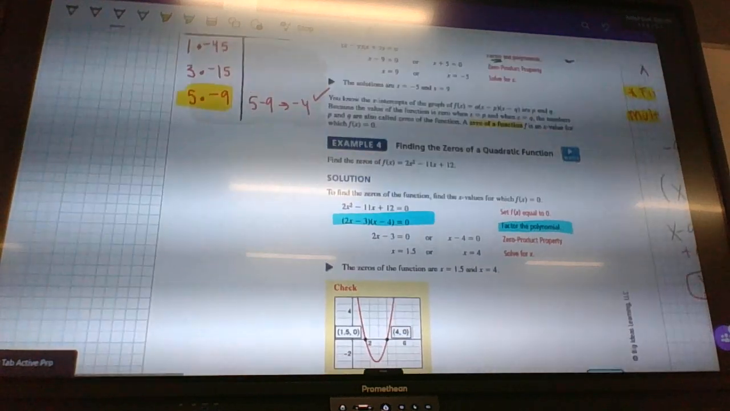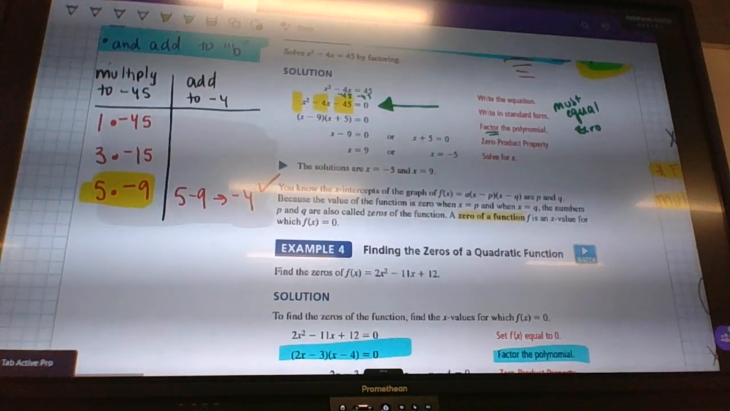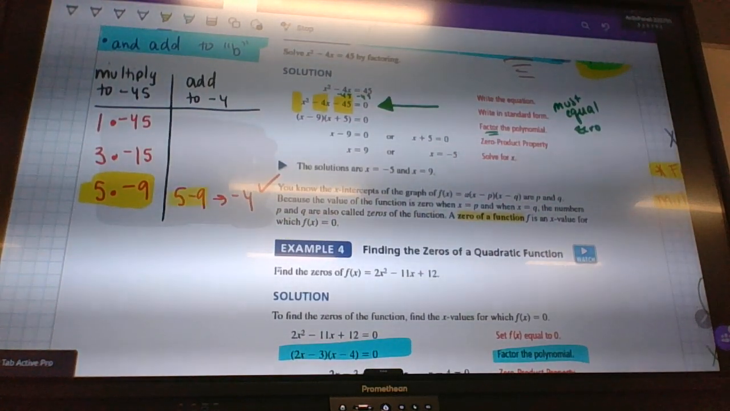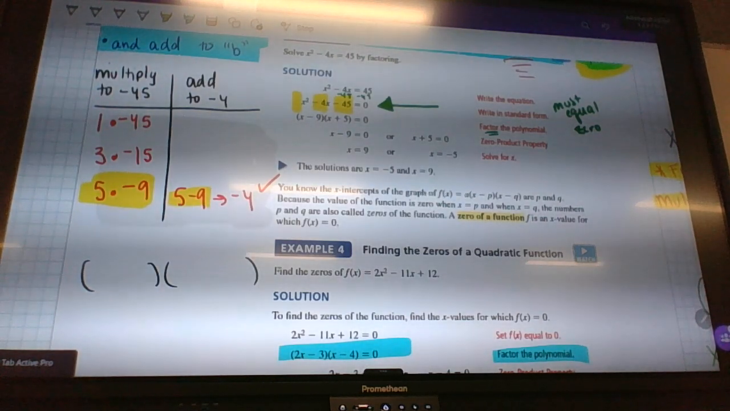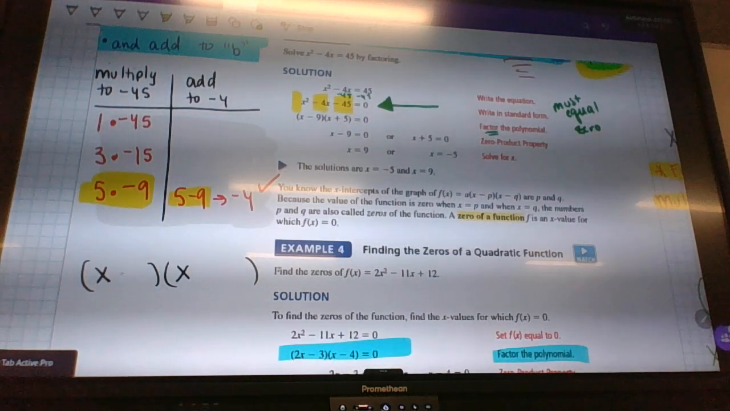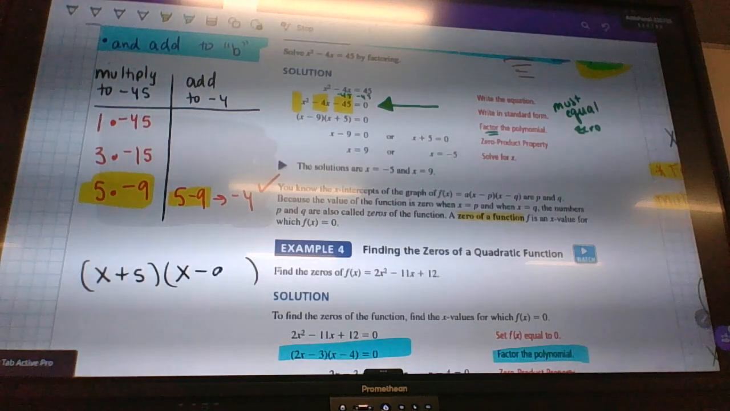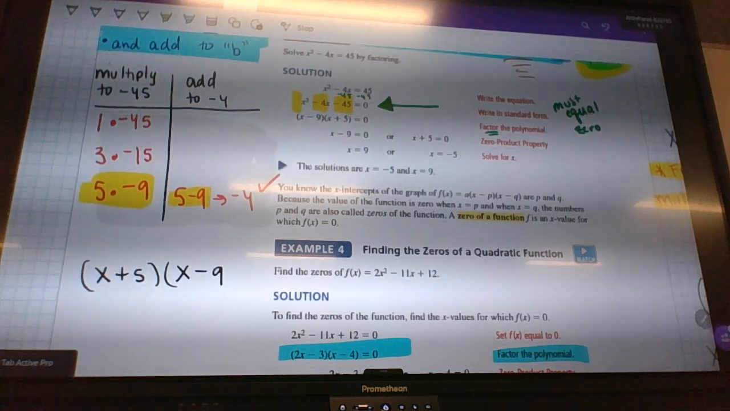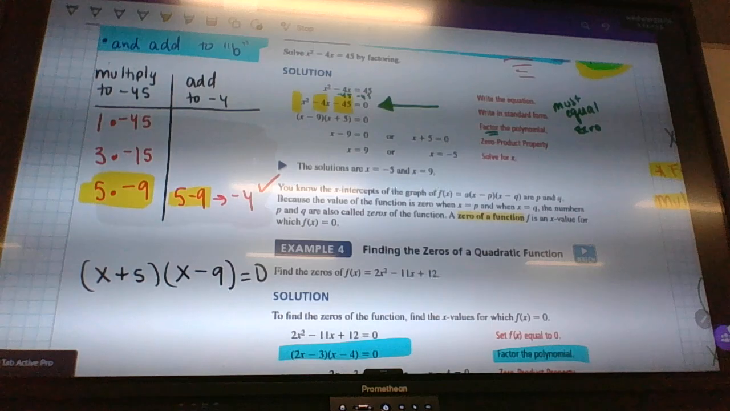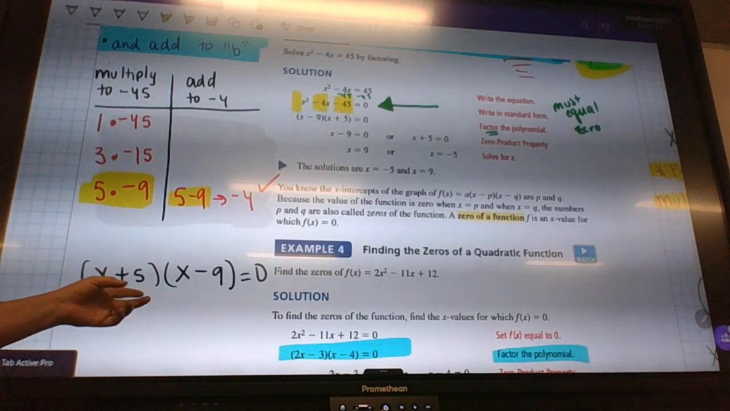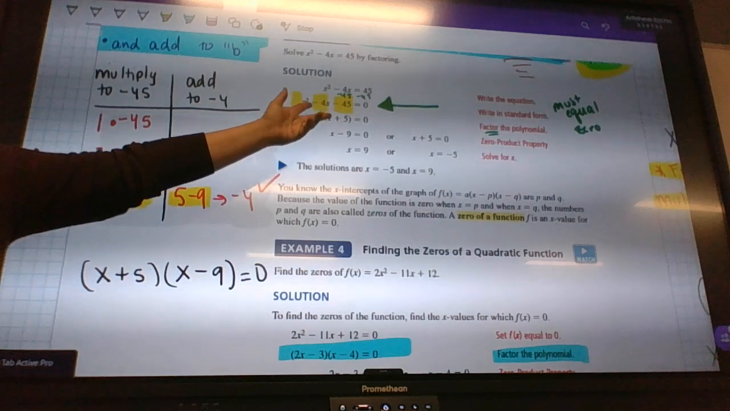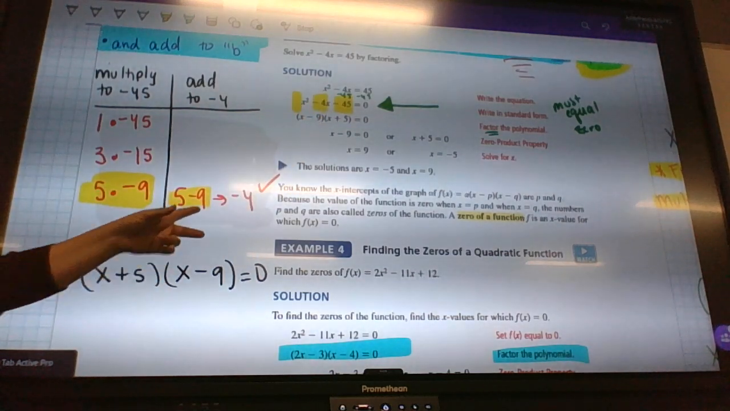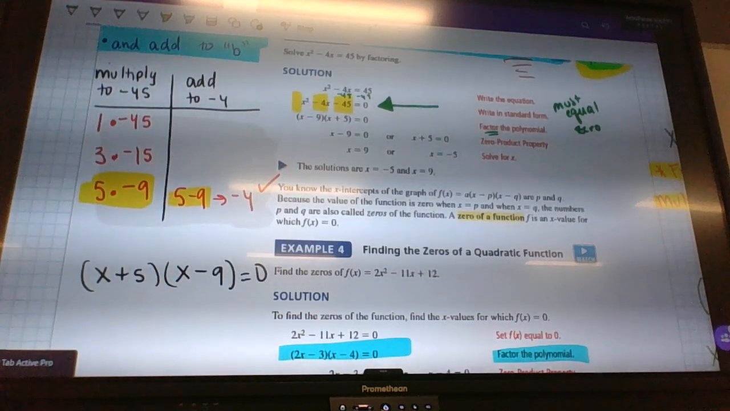So to write it in factor form, you pick the numbers that work, you use 2 sets of parentheses, you put the x in, and then you put the numbers in that you picked. It was a positive 5 and a negative 9. Now look, the book wrote the minus 9 and then the positive 5. It doesn't matter what order you do it. This is correct. This is correct. It all works out to be the same thing.